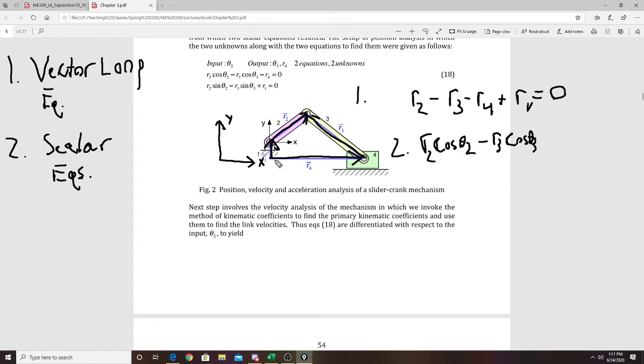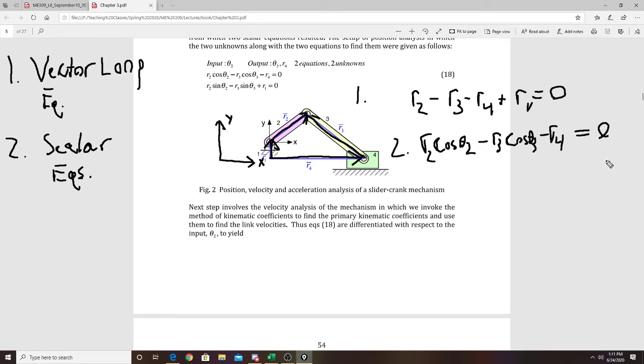So, we did R3 cosine theta 3, and then R4 is this one right here. R4 is the slider vector. So if you do the cosine of this angle, you will get 1. So therefore R4 just goes to R4, right? And then R1 is this vector going up to here, this little tiny vector. And if you take the cosine of that, you'll get 0. So that's why we'll get to here.